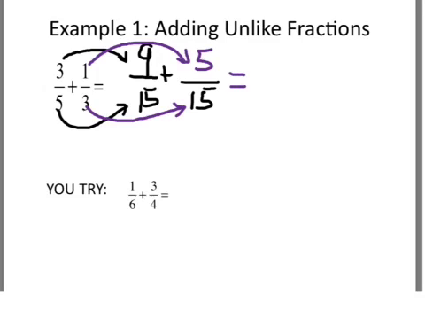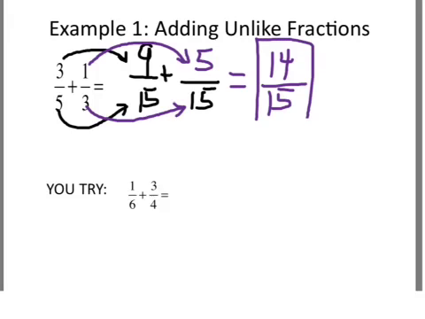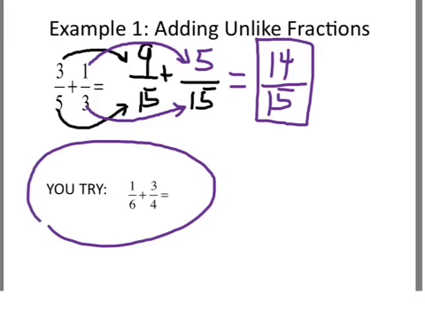You remember from the last section that this is really straightforward. We just add the numerator and leave the denominator as it is. 9 plus 5 will give me a 14, and my answer is 14/15. Please try this one on your own. The answers will be given to you at the end of the lesson.